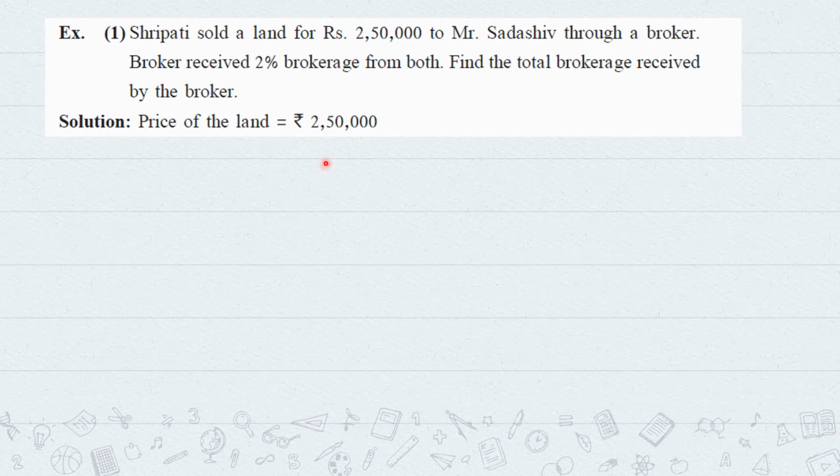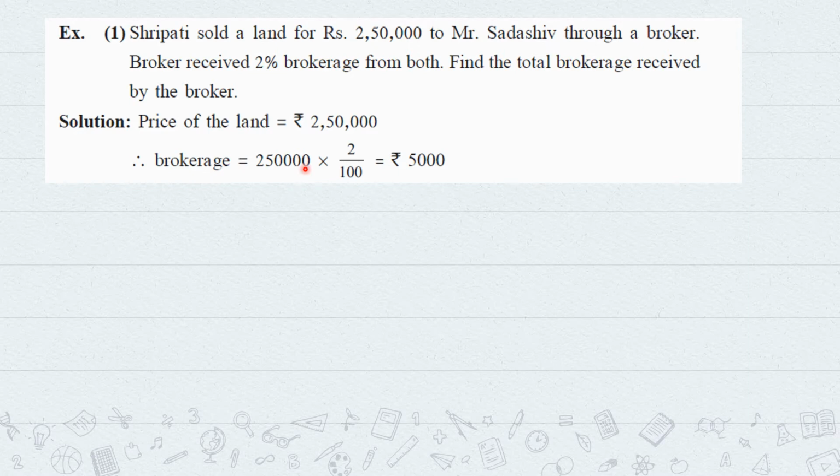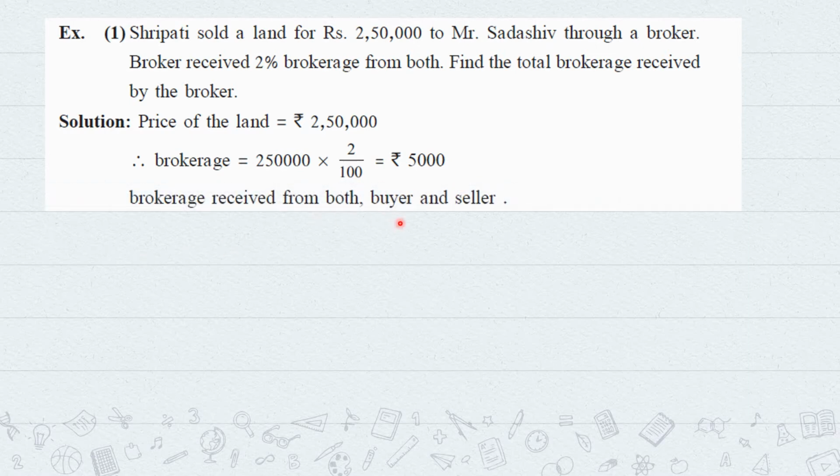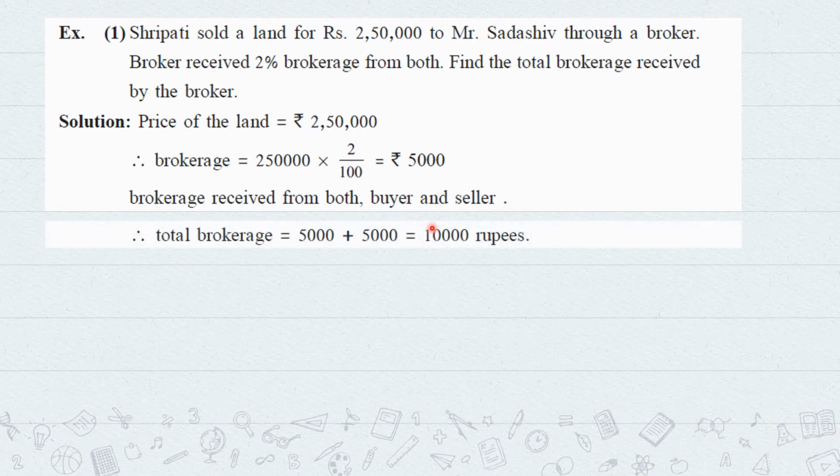Price of the land is rupees 2,50,000. Brokerage is 2,50,000 into 2 upon 100, which will give you rupees 5,000. So brokerage in rupees is 5,000. Brokerage is received from both the buyer and the seller. That means the buyer gave the brokerage, plus the seller also gave the same amount of brokerage. That is 5,000 plus 5,000, which is 10,000 rupees.